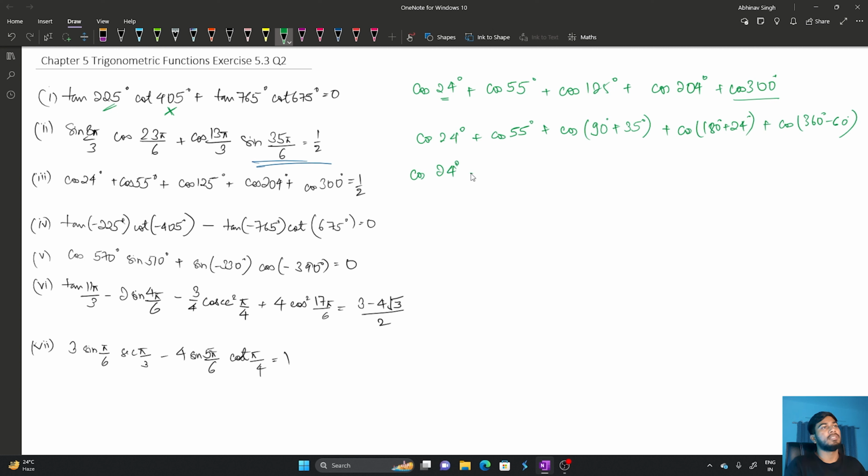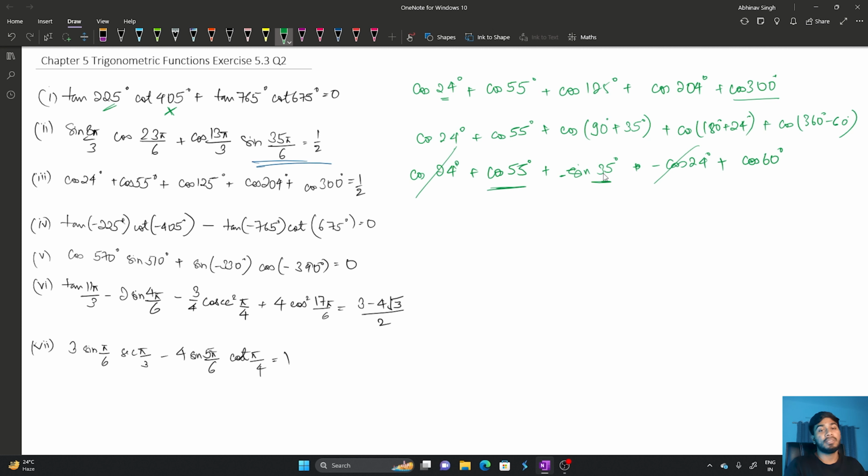Cos 24 degree, cos 55 degree, and cos 90 plus theta. So it will be sine, because 90 degree, pi by 2 multiple, sine 35, and cos is negative in second quadrant, so minus sine 35. Cos 180 plus theta will be minus cos 24 degree, plus cos 360 minus theta will be cos 60, because cos is positive in the fourth quadrant. This and this got cancelled. Now you will see, okay, cos 55 is remaining and sine 35.